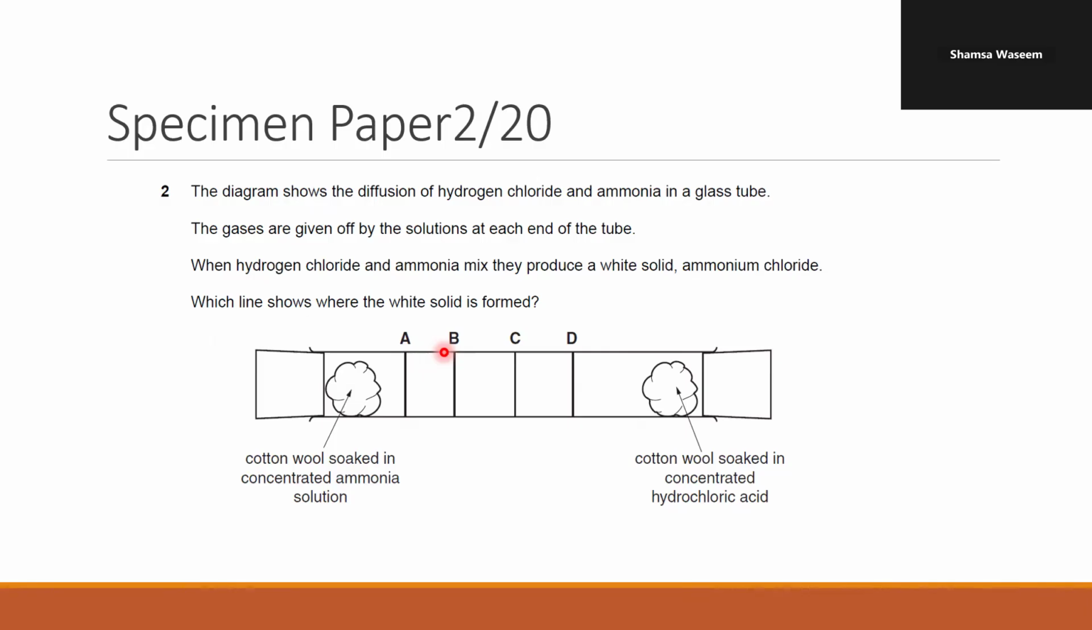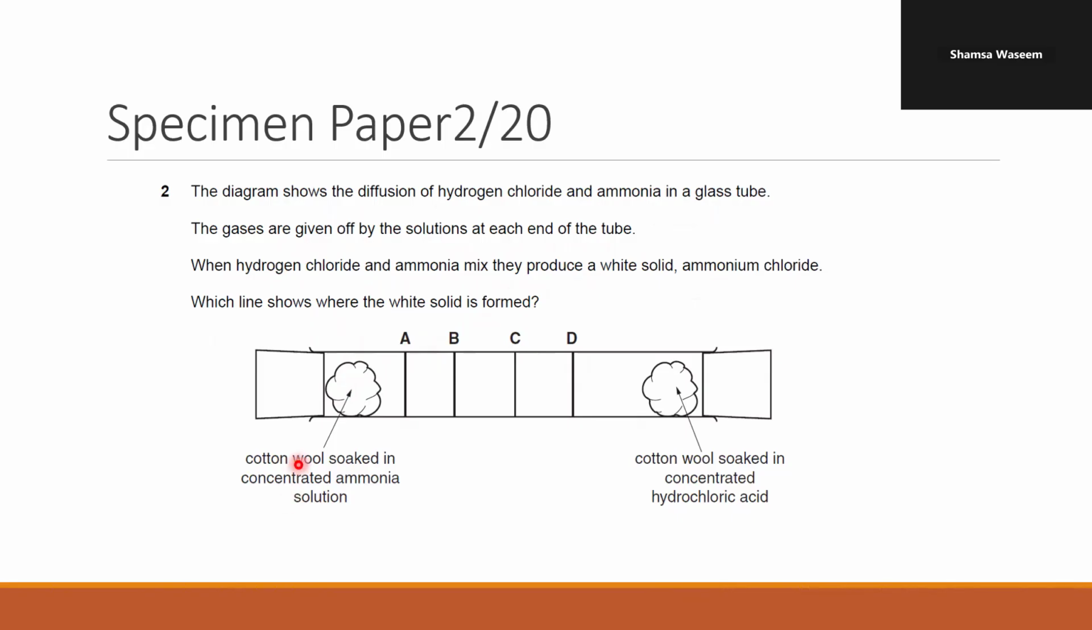Now, the diagram shows the diffusion of hydrogen chloride and ammonia in a glass tube. The gases are given off by the solution at each end of the tube. When hydrogen chloride and ammonia mix, they produce a white solid, ammonium chloride. Which line shows where the white solid is formed?